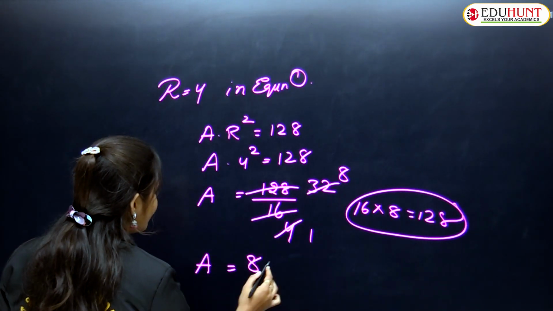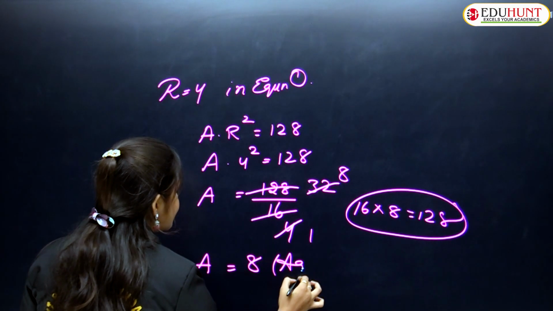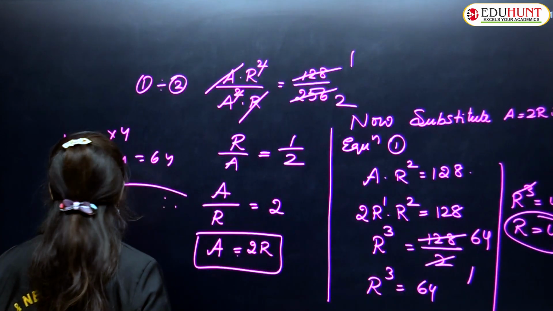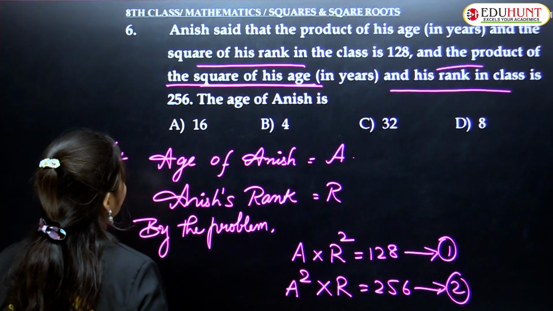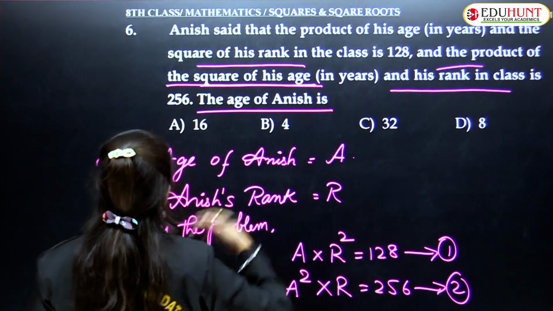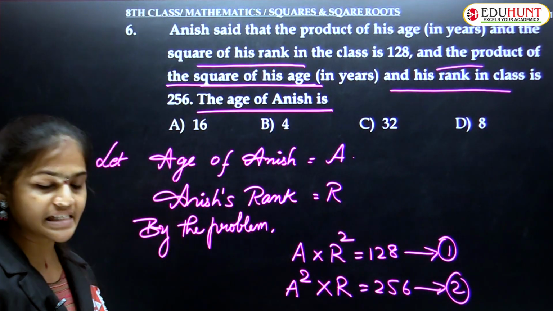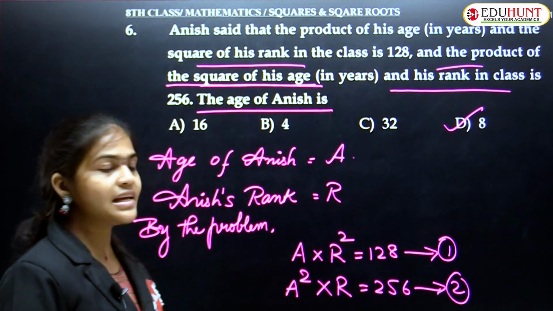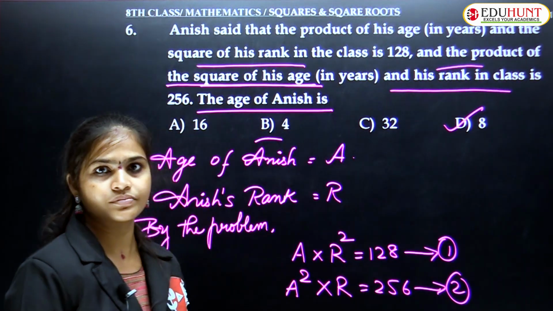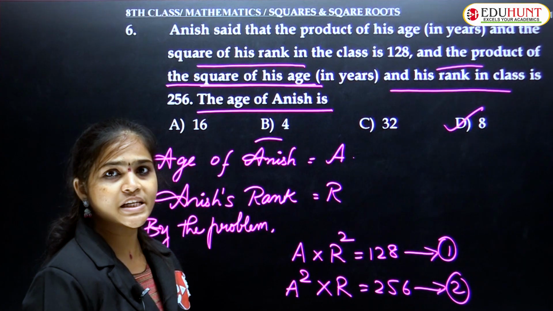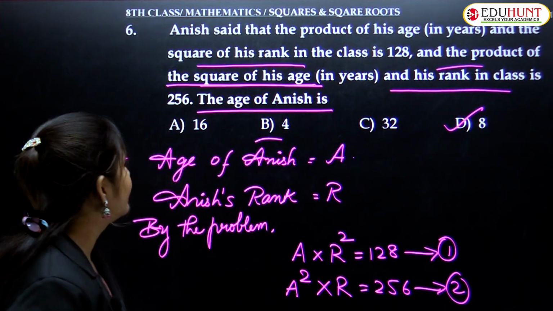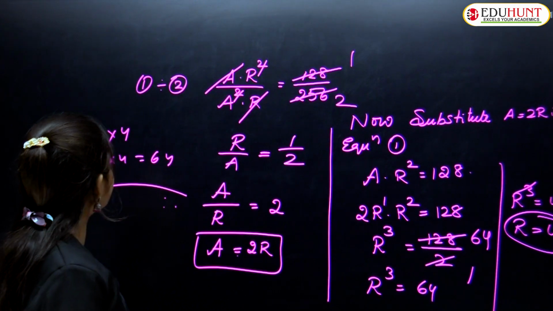So what does A mean here? This is age. What did they ask? The age of Anish only. So the age of Anish is 8. If they ask about the rank, the rank is 4. Understand? So which option is correct? That is option D. Clear, children? Yes. So let us see the next, 7th question.